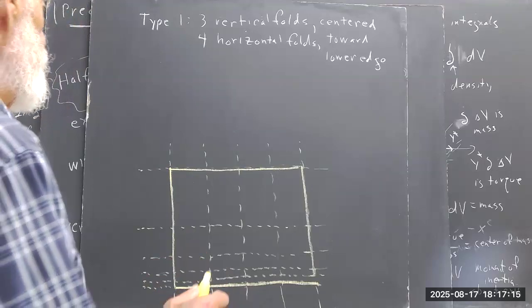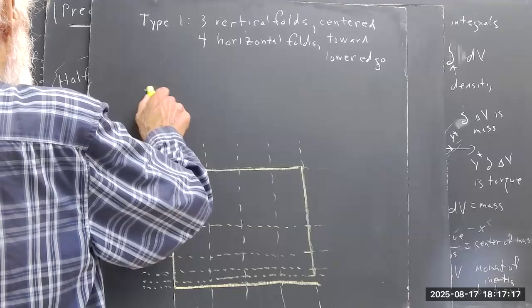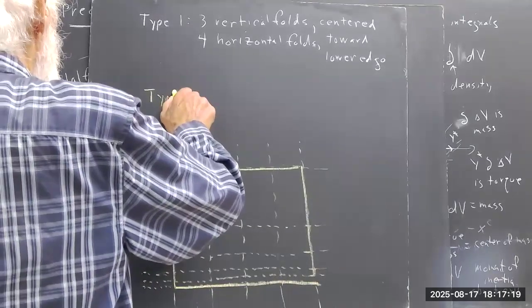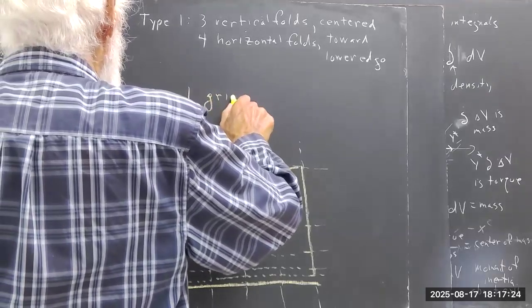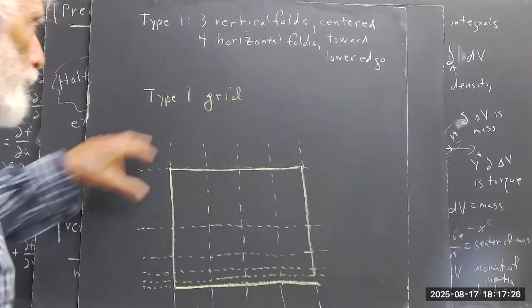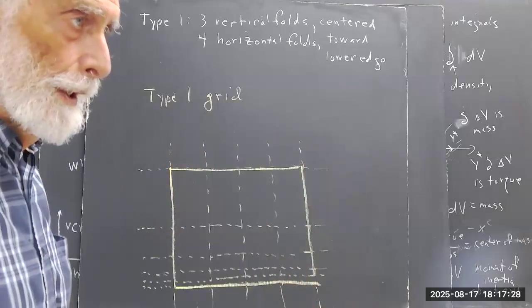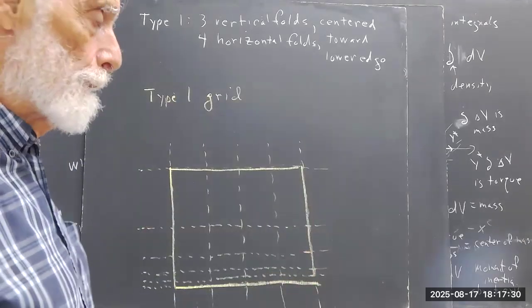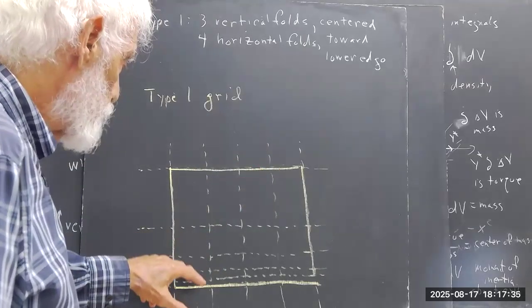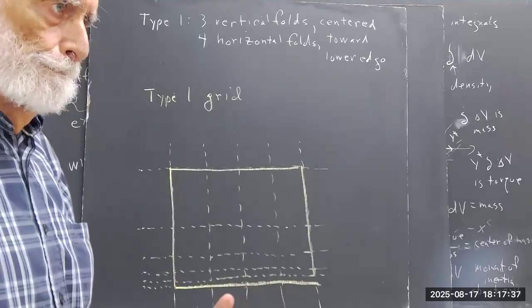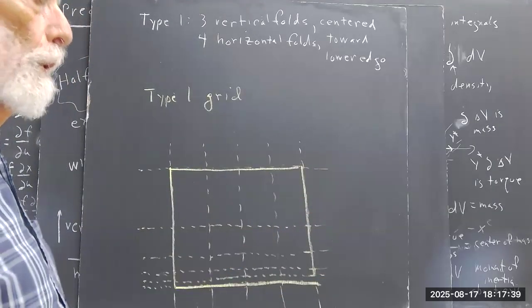This is a grid we would use. This is what we'll call a type 1 grid. It's not a standard mathematical term. It's just something we use in my classes so we don't have to say it's a grid with 3 vertical folds and 4 horizontal folds toward the bottom. Okay, actually, we would put a few more words about that.